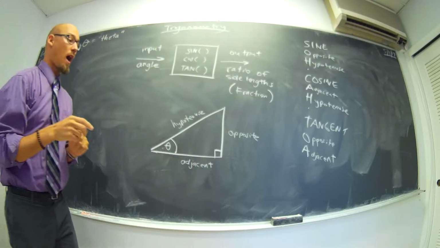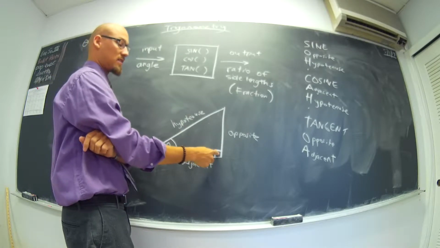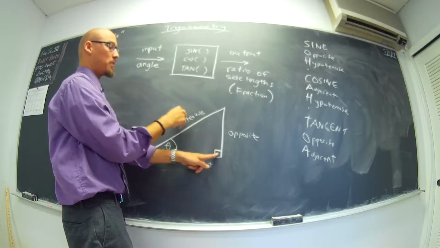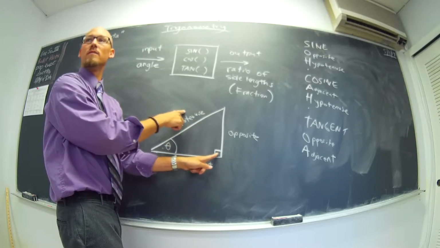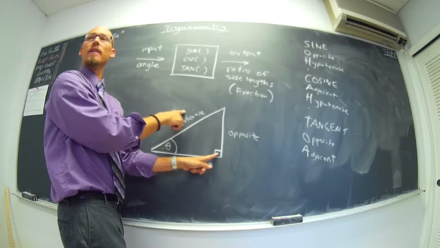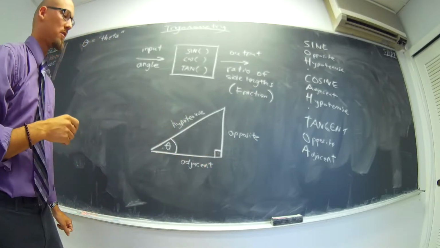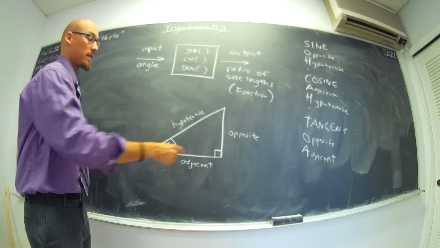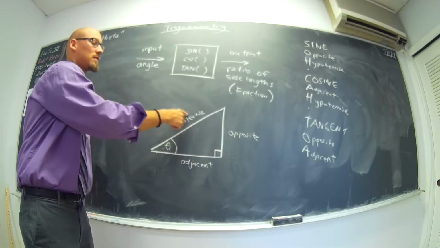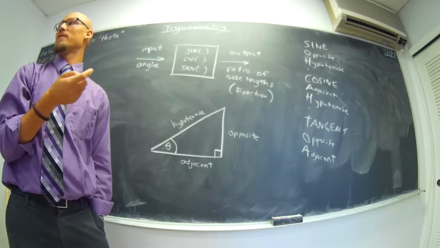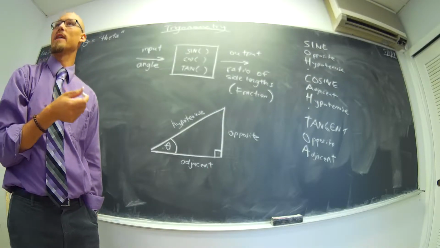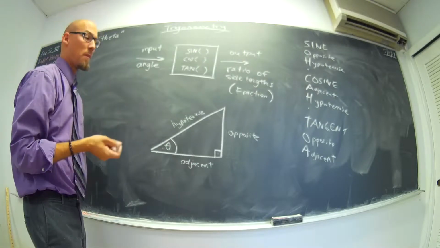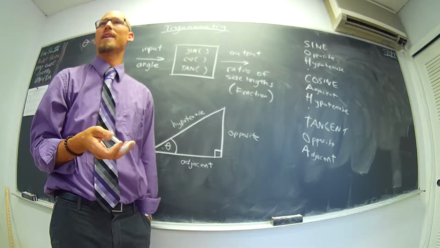So here is why it's not good to try to take the sine of this 90 degree angle. Because when you're here, the opposite is the hypotenuse, divided by itself. So you divide by itself and it's one, and you're like, thanks for nothing. So, I mean, that's cool. The sine of 90 degrees is one.